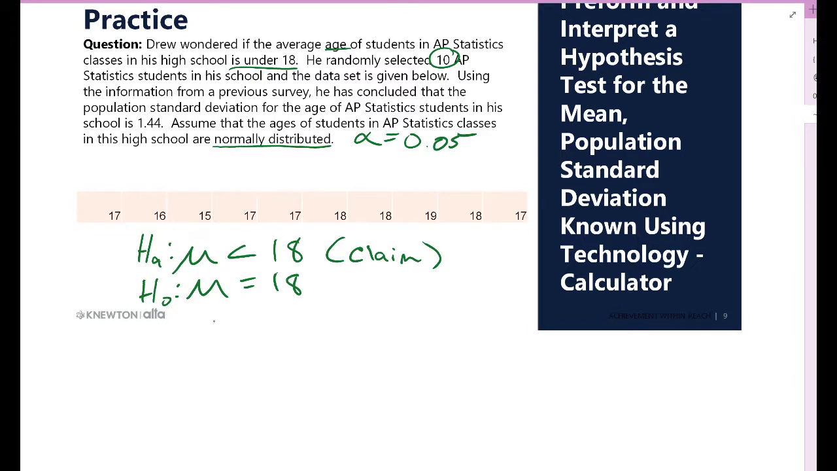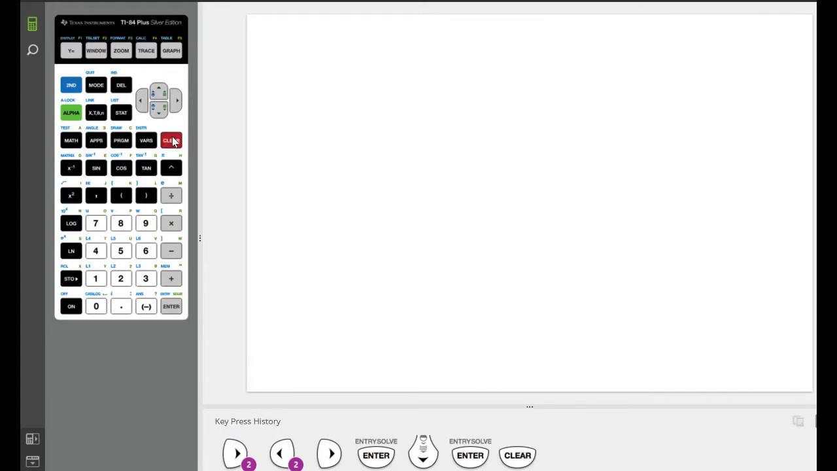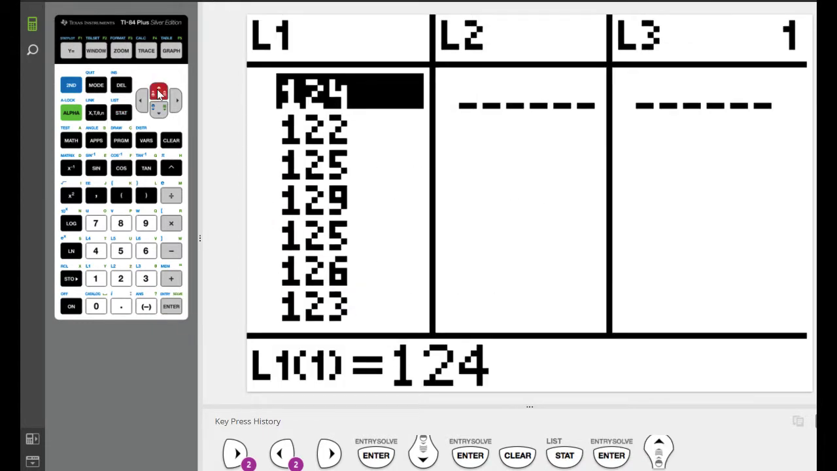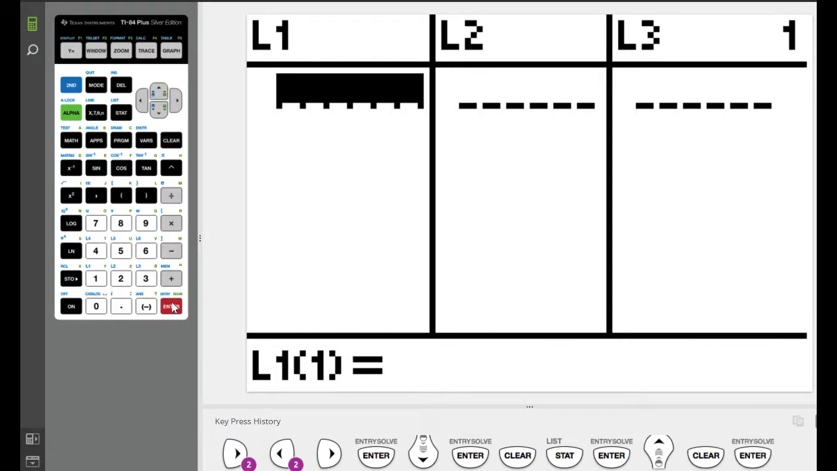Our population standard deviation is 1.44. We're going to need that in a minute. And so now for this, we actually have the data set. So what I'm going to do is take those 10 scores and plug them into the calculator under L1. So here we go. How to get to L1? We hit stat and we select number 1, edit. If you have junk in there, remember go up to L1, hit clear, and then enter. Gets rid of all the old junk.